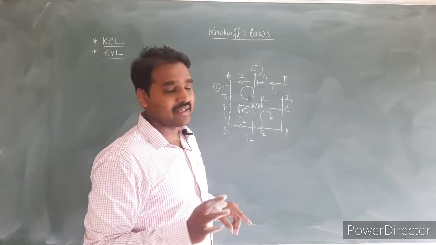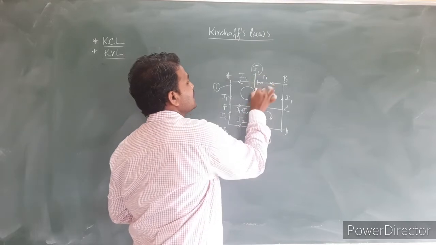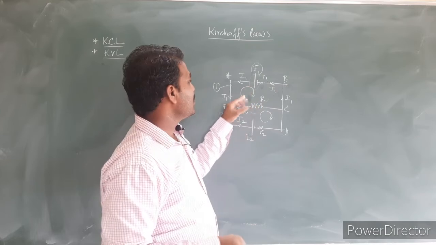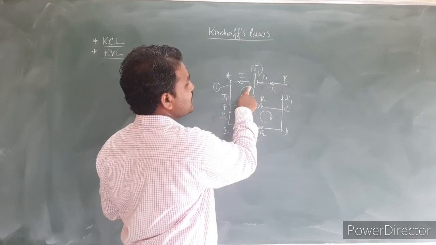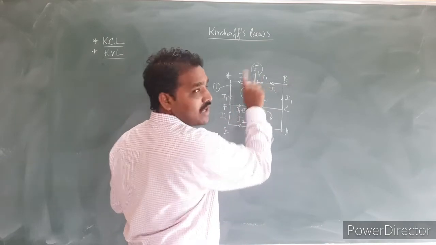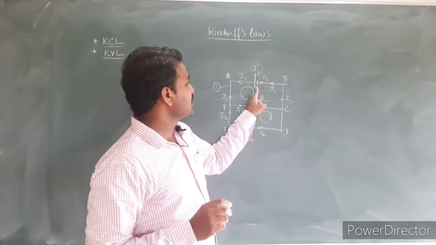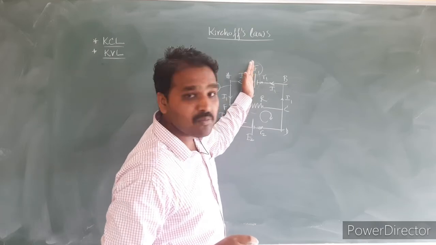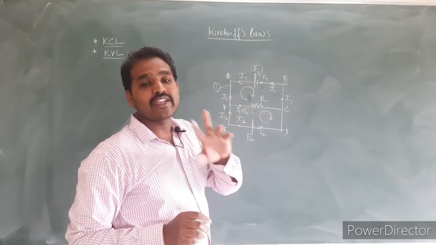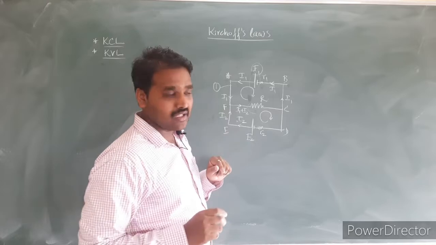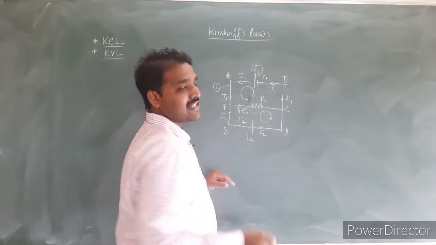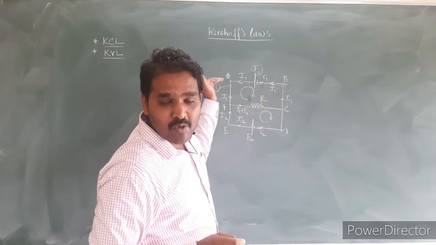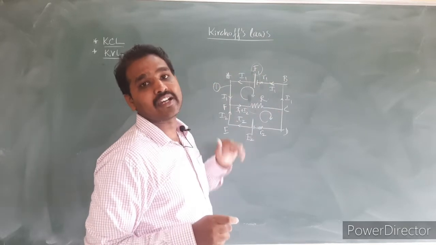Okay, I repeat again. Yes, the EMF of the cell will be taken positive if the assumed direction is moving from lower potential to higher potential. Yes, but in this case the assumed direction, that is from A to B, we are moving from higher potential to lower potential, so we should take it negative. Okay. Similarly, the potential drop is taken positive if the actual current is flowing in the opposite direction of the assumed current.